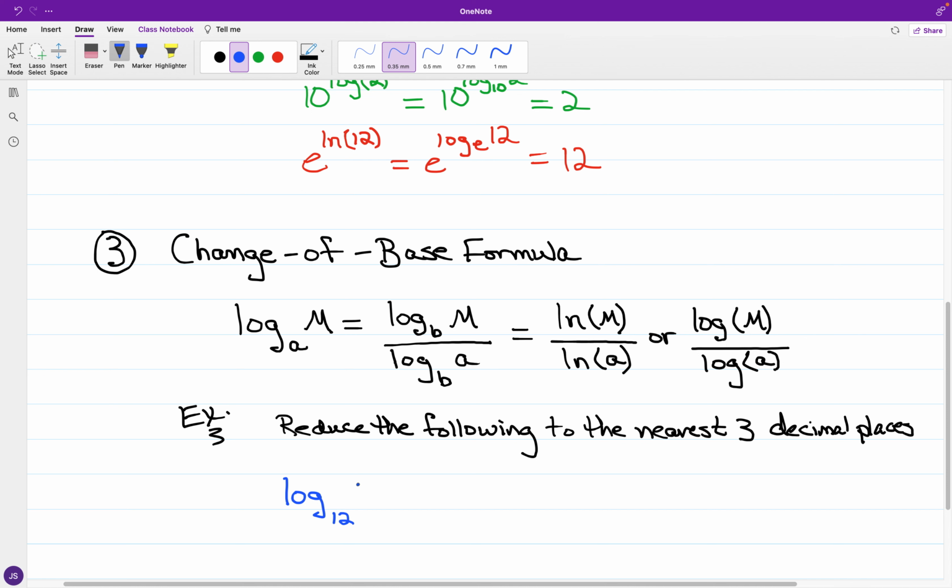of 176. For the base 12 logarithm of 176, again, you can either use the natural logarithm ratio or the base 10 logarithm ratio. We'll go with ln on this one. So here a is represented by 12, m by 176. So we have the natural log of 176 all over the natural logarithm of 12.